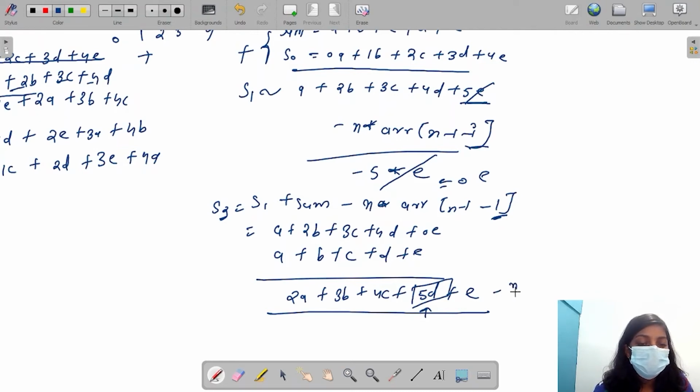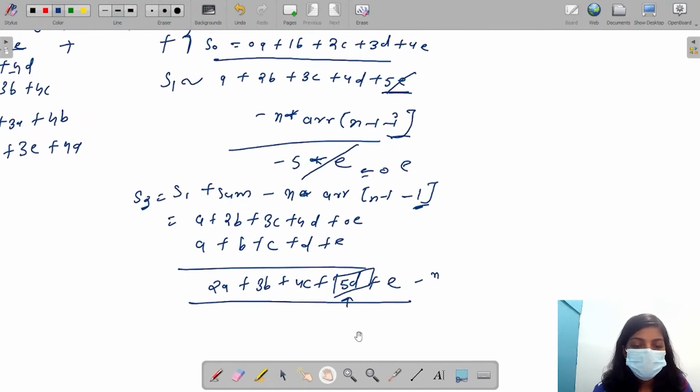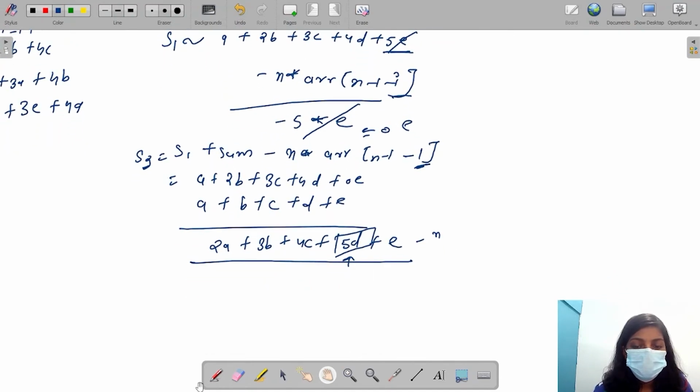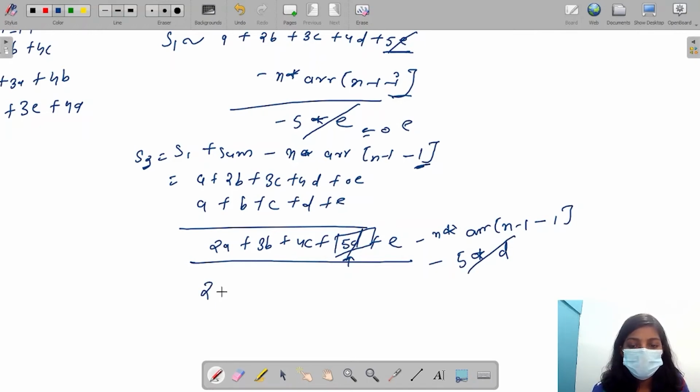So now again I will subtract n into ARR of n minus 1 minus I. I here is equal to 1. For the second rotation, my I should be equal to 1. So 5 into ARR of n minus 2, n is 5, so ARR of 3 is d. So I cancel 5d here. So I get the answer, that is e plus 2a plus 3b plus 4c and 0d. Right? Okay.